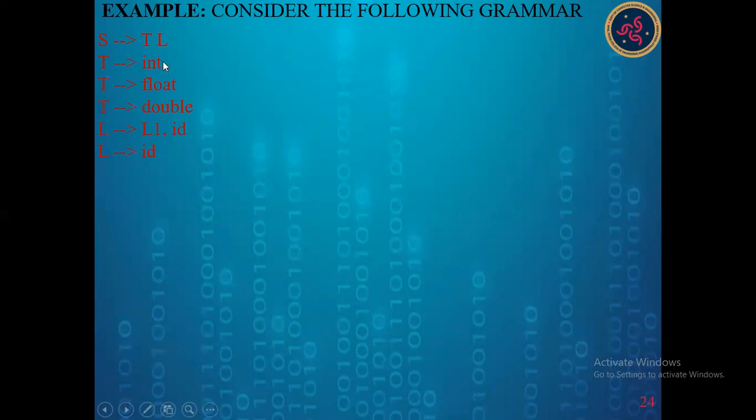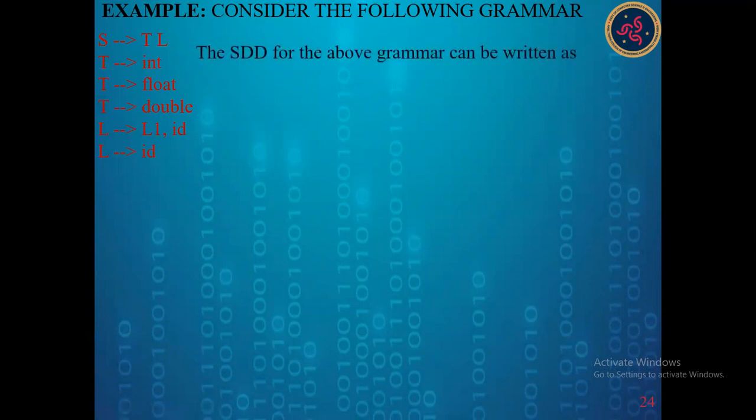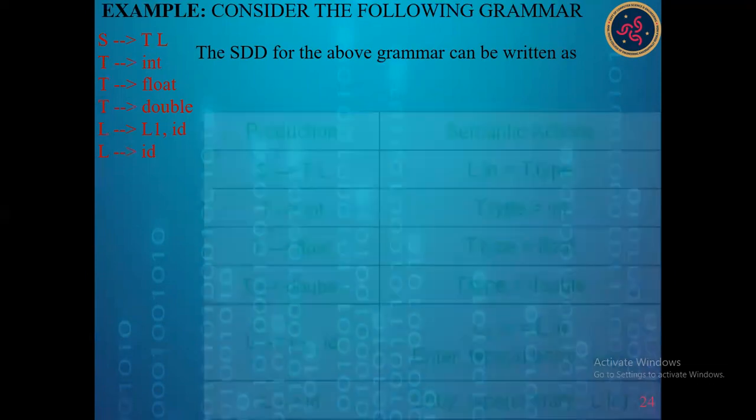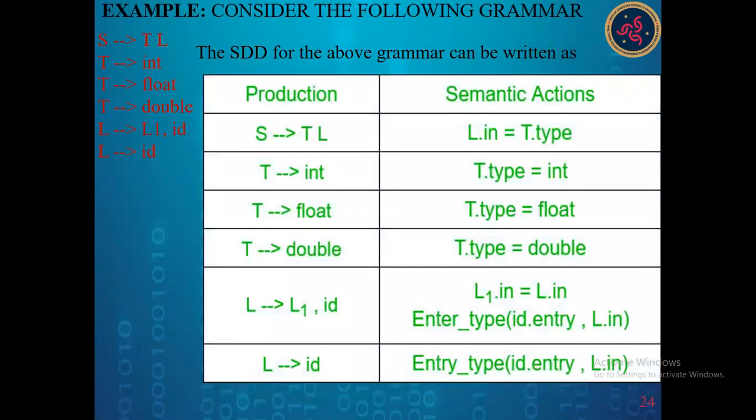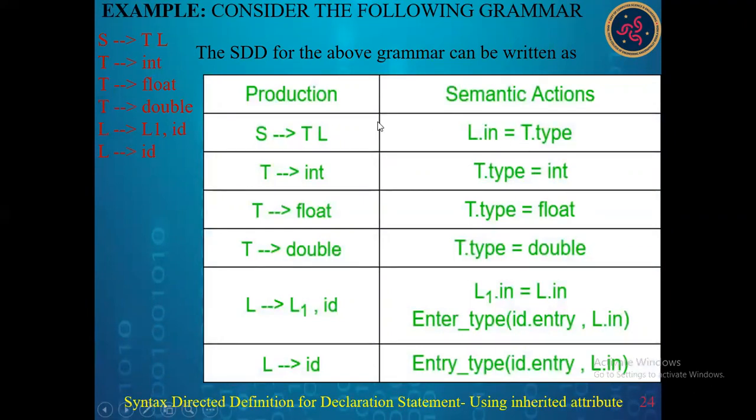So I am having the data types int, float, and double. Next I am writing the SDD, the syntax directed definition. Here the given production is given, as well as the semantic action that has to be performed for each production. For each production, we have to perform this action.